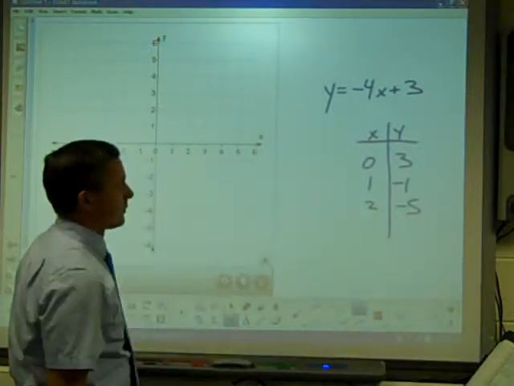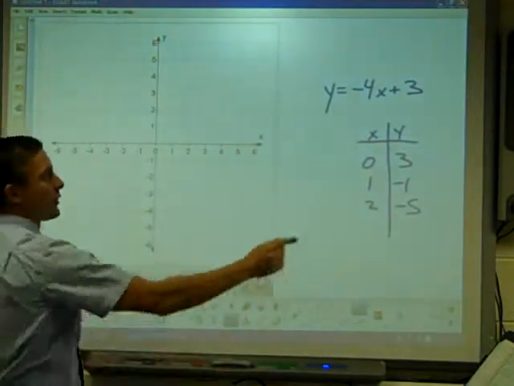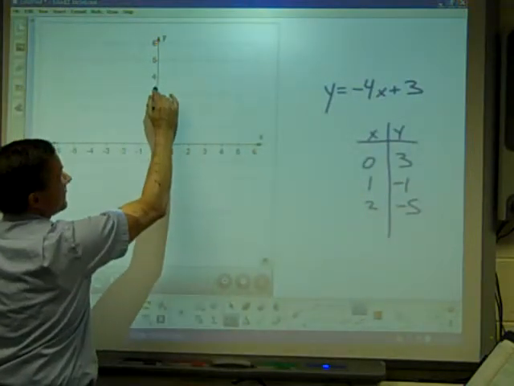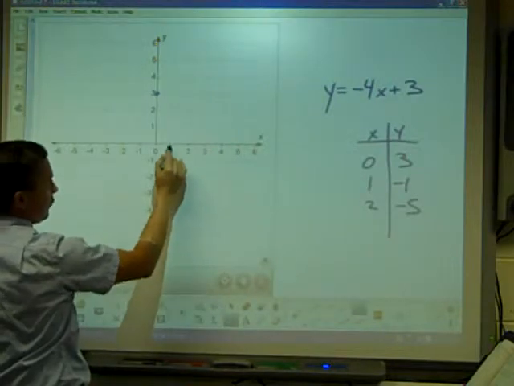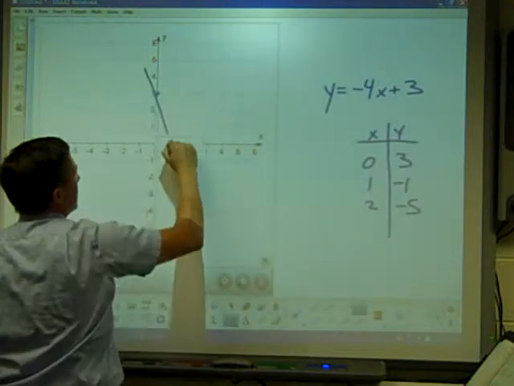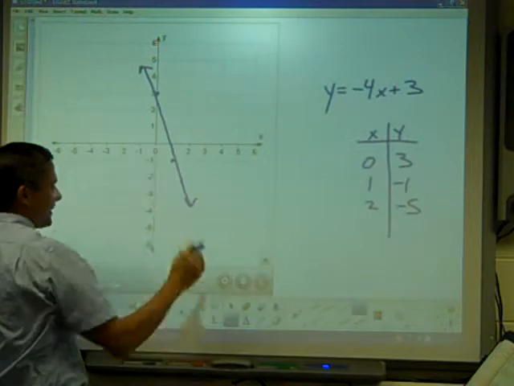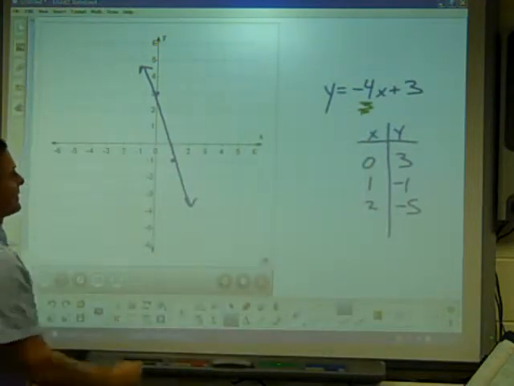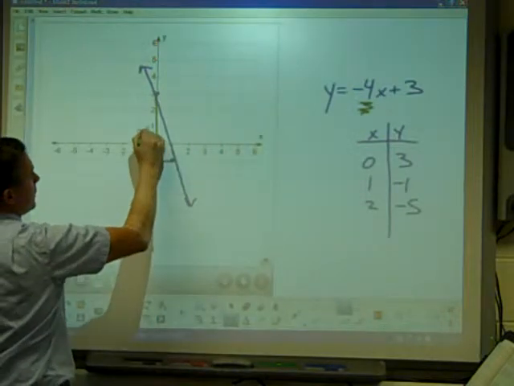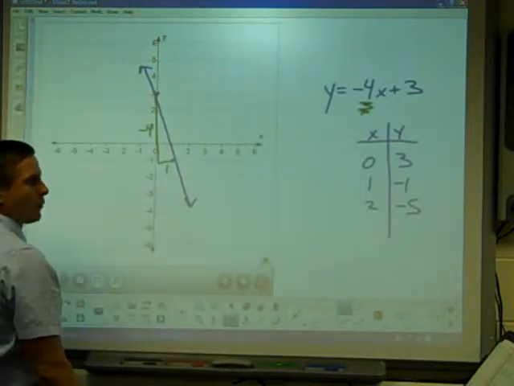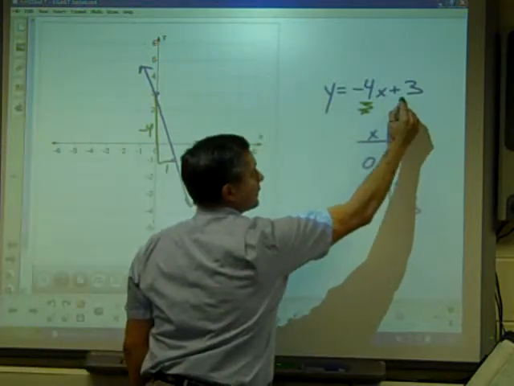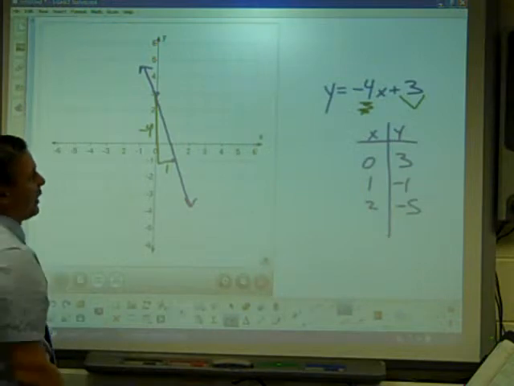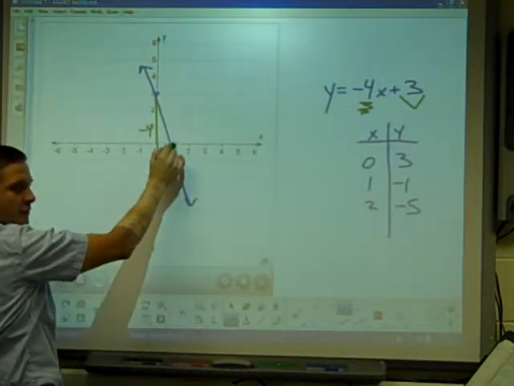All right? Or, you plot those points, you'll get it. Or you can look at this slope-intercept form. The intercept is 3, down 4 over 1, which is 0, 1, negative 1. So again, the slope can be identified immediately. It's negative 4 over 1. The slope is negative 4. The y-intercept can be identified immediately. It's positive 3. Now, here's a case where we can't identify the x-intercept from the graph.